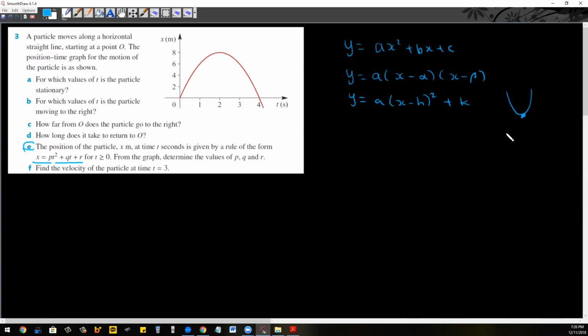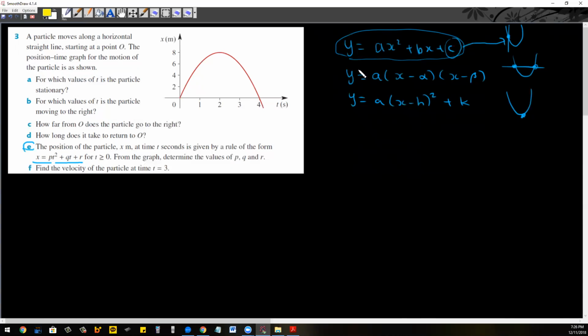If you know what the vertex is, then you can use that one, and all you have to do is figure out a. If you know what the x-intercepts are, then you know what alpha and beta are, so you can just figure out a. The general form is what you get when you expand the second one out. It's useful when you know the y-intercept, though that only gives you information about c, which is the y-intercept.